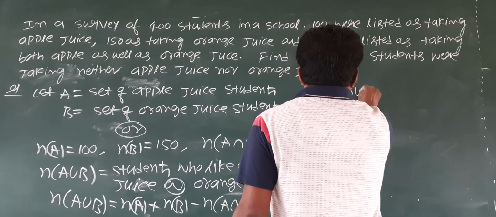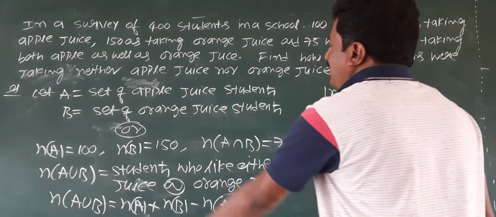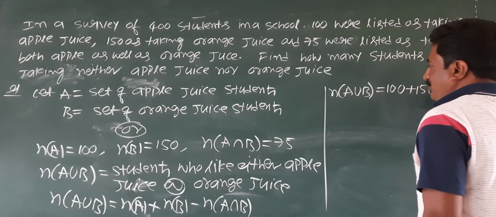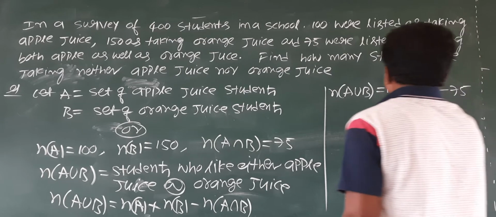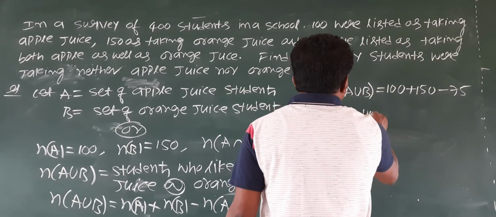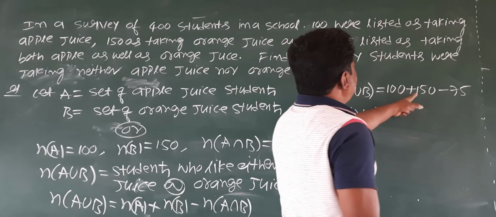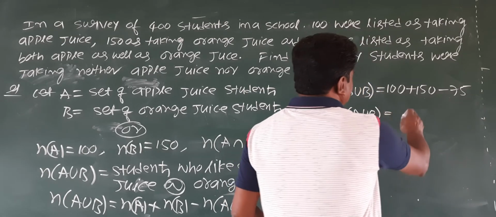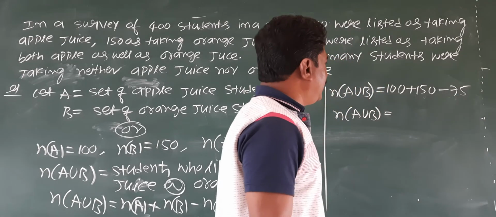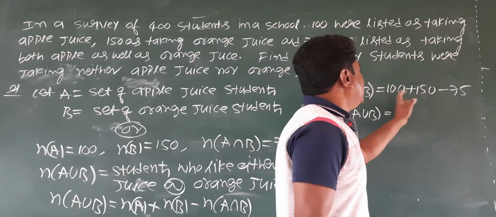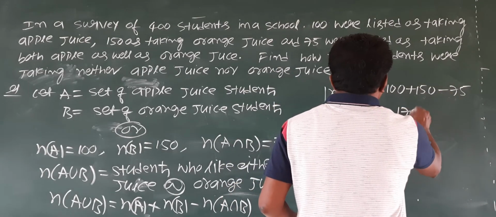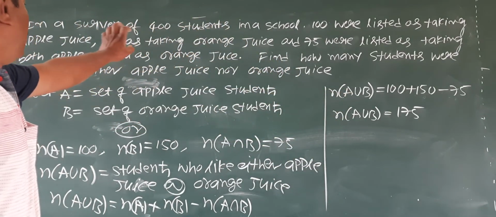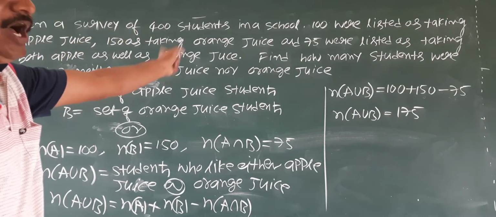So n(A union B) is equal to n(A) 100 plus n(B) 150 minus 75. 150 minus 75 is 75. 100 plus 75 is 175. So 175 people like either orange juice or apple juice or both.